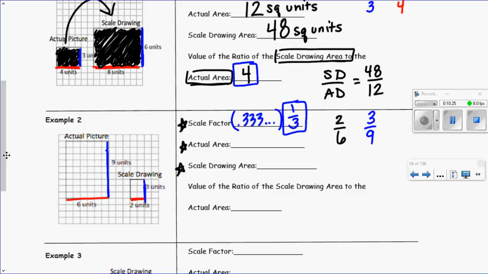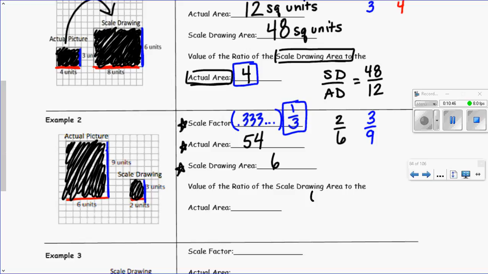Okay, go ahead and find the actual area. This big rectangle here, find this area. Did you get 54? And what about the little one? Did you get 6? Okay, so that doesn't seem like it's only 1/3 of the actual area. It seems like it's actually a lot smaller than that.